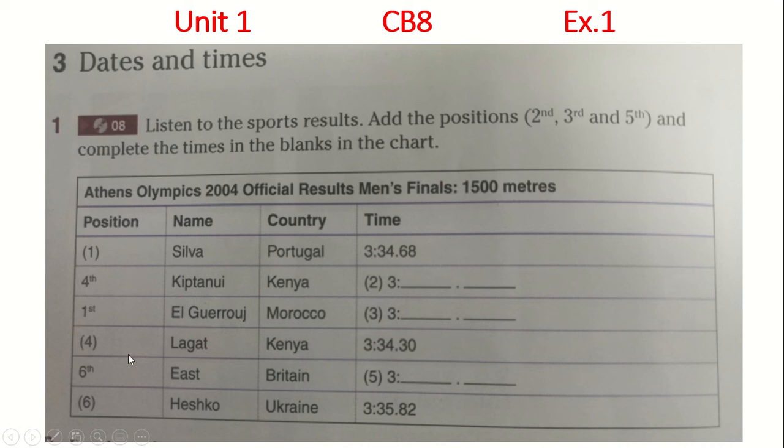We don't know which one is the second, so we need to focus and concentrate to be able to write which one is the second, which one is the third. The fourth is this one, fifth we don't know, sixth is this one. And also we have to take care to write the times here. So we're going to do the first one together so that you understand what to do.